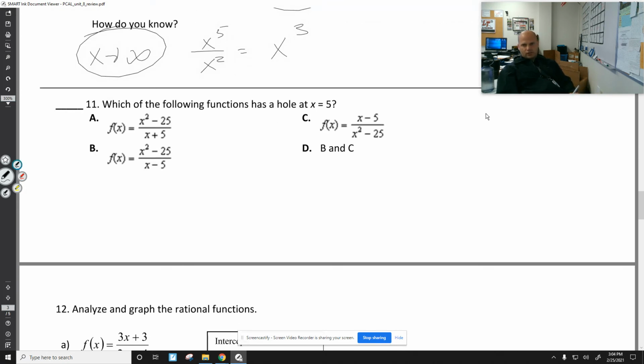Holes. Holes occur at 0 over 0. Let's remind ourselves. X-intercept: 0 divided by anything is 0. A vertical asymptote is when you have a number over 0. A hole is when you have 0 over 0.